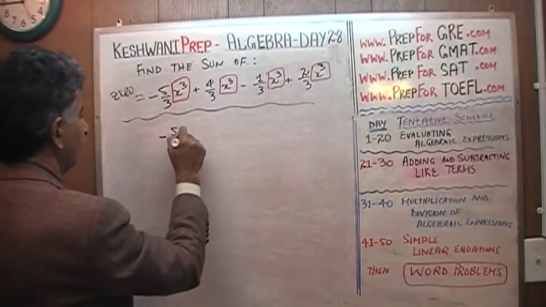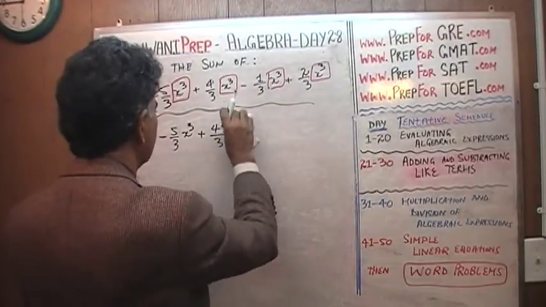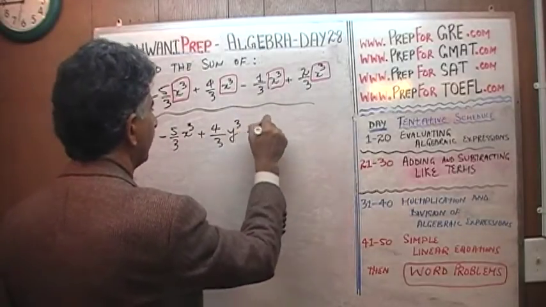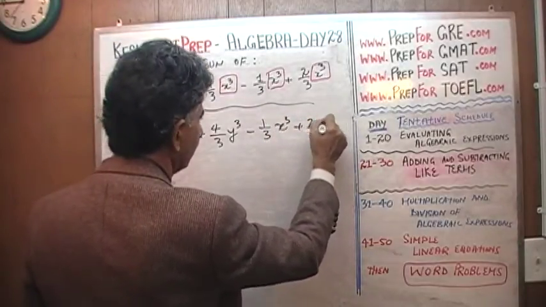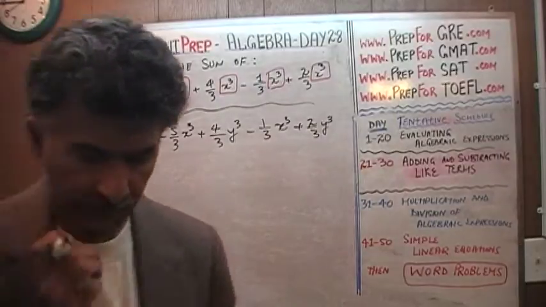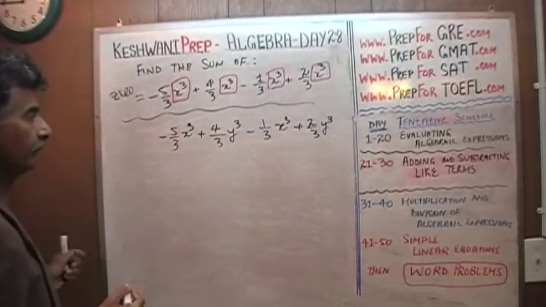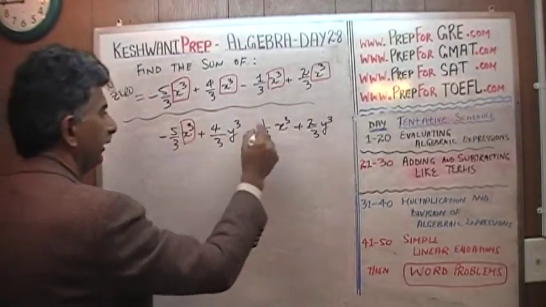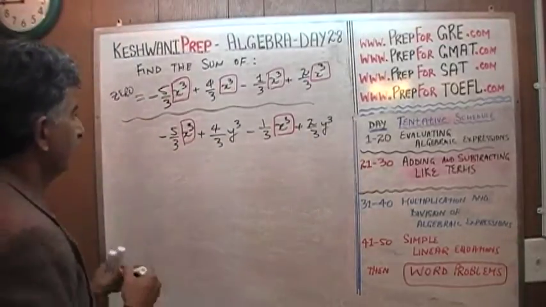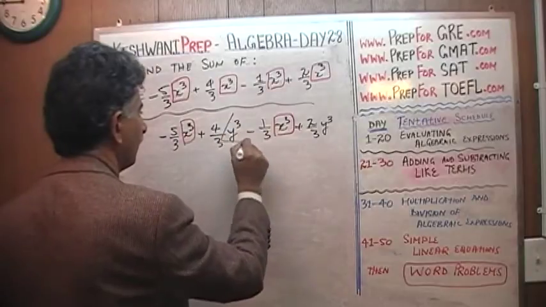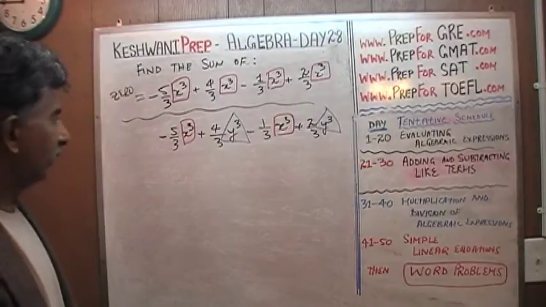Negative 5/3 x cubed plus 4/3 y cubed minus 1/3 x cubed plus 2/3 y cubed. Now what do we do here? These are no longer like terms because one involves x cubed, the other one involves y cubed. So here we have x cubed and x cubed, we have to add them up separately, and then we have a y cubed and a y cubed which has to be added up separately. That's all it is. They are no longer like terms.